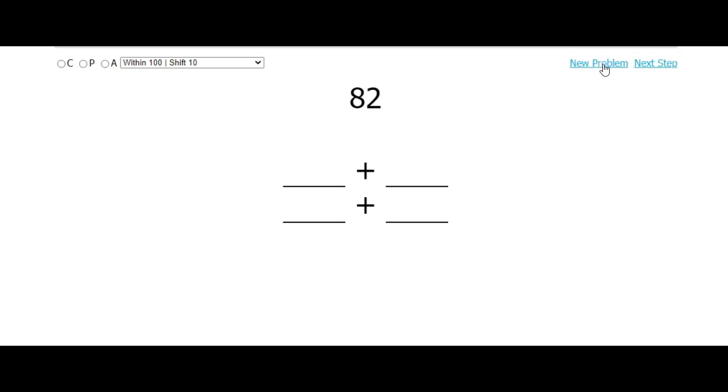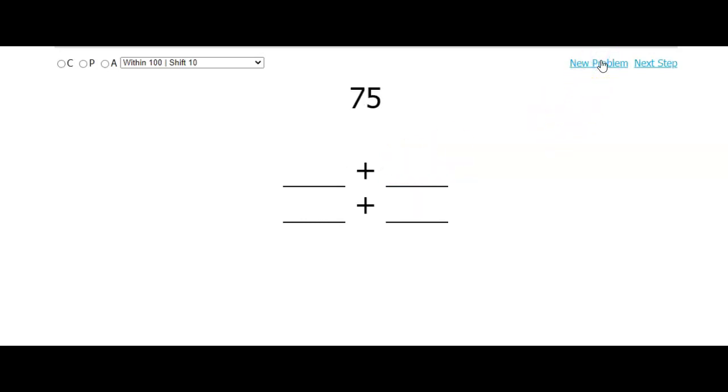Let's do another problem. We have 82. We know that 82 in expanded form is 80 and 2. Now, if we want to shift a 10, we're going to take a 10 away from the 80, which leaves us 70. If we add that 10 to the 2, we have 12. So we have 70 and 12. We just shifted one of these 10s. Instead of 8 tens, we went down to 7, and we regrouped that 10 with this 2.